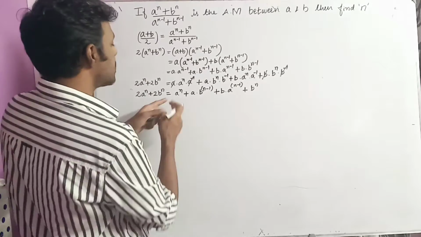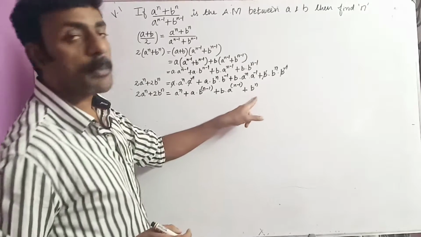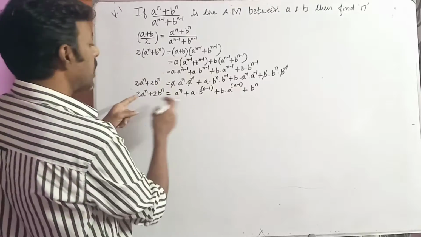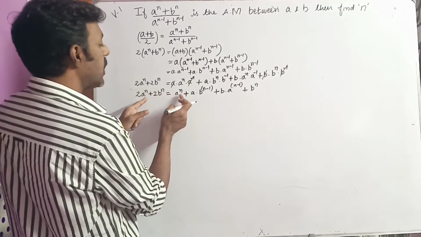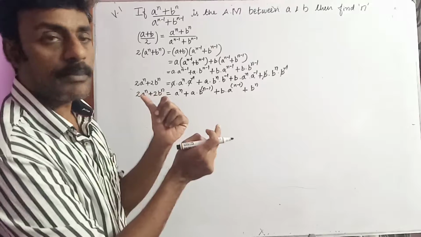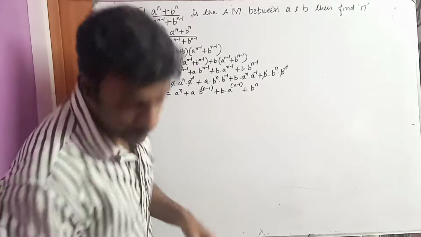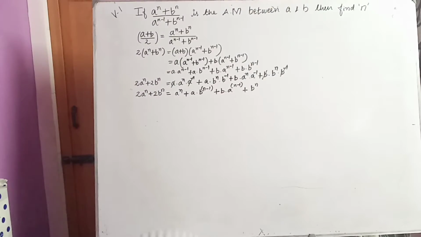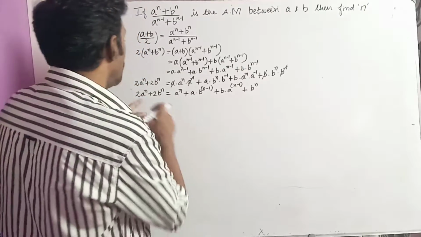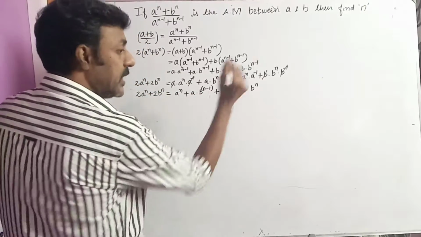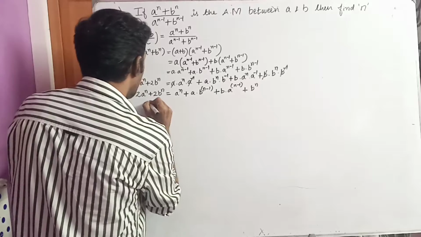So what I'm going to do is take this a to the power n and b to the power n to the left hand side. If I bring this 2a power n here, when a power n goes to the left hand side, it will be minus a power n. So 2a power n minus a power n will be a to the power n.